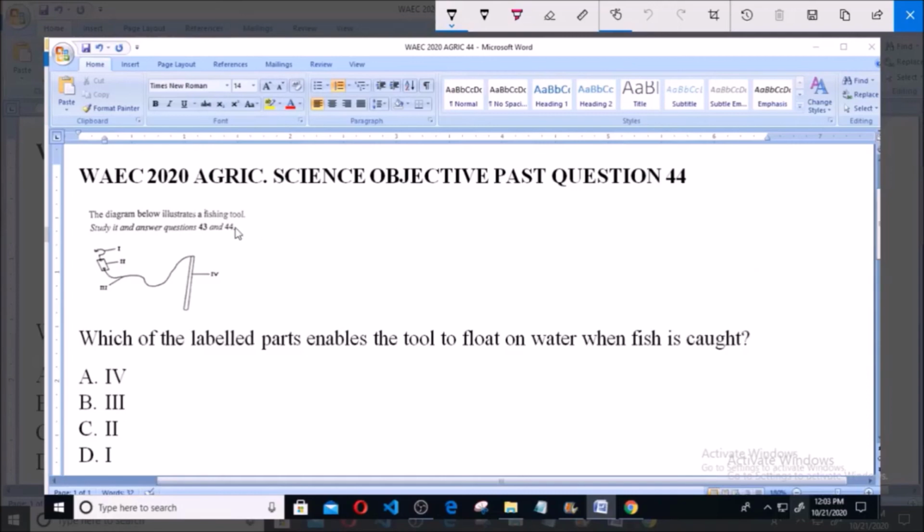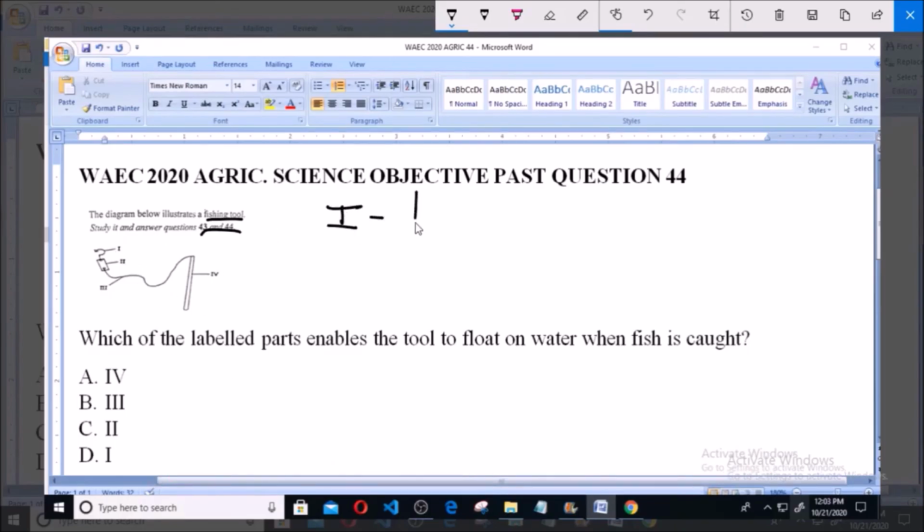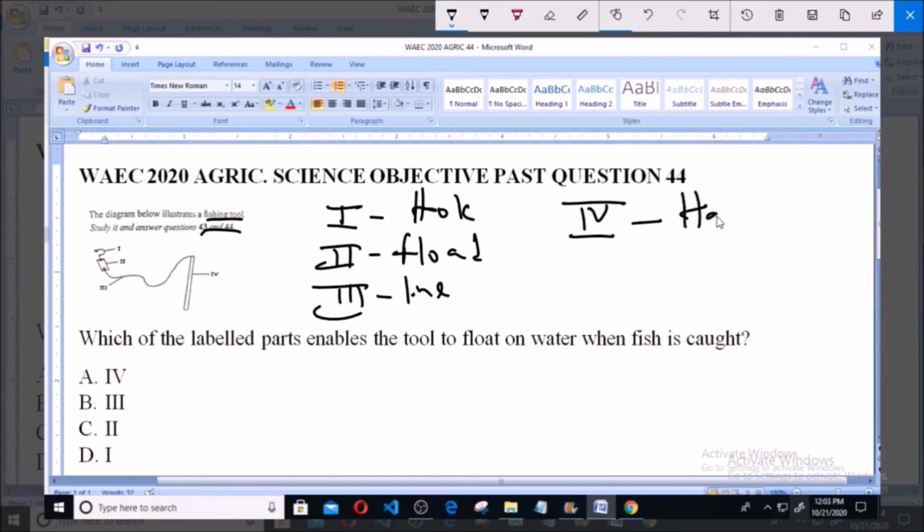So we have this diagram here which illustrates a fishing tool, and we have to use it to answer questions 43 and 44. So which of the labeled parts enables the tool to float on water when fish is caught? Option A is 4, B 3, C 2, D 1. So the parts of this setup: number 1 is the hook, number 2 is the float, 3 is the line, and 4 is the handle or the rod. So this is the float.